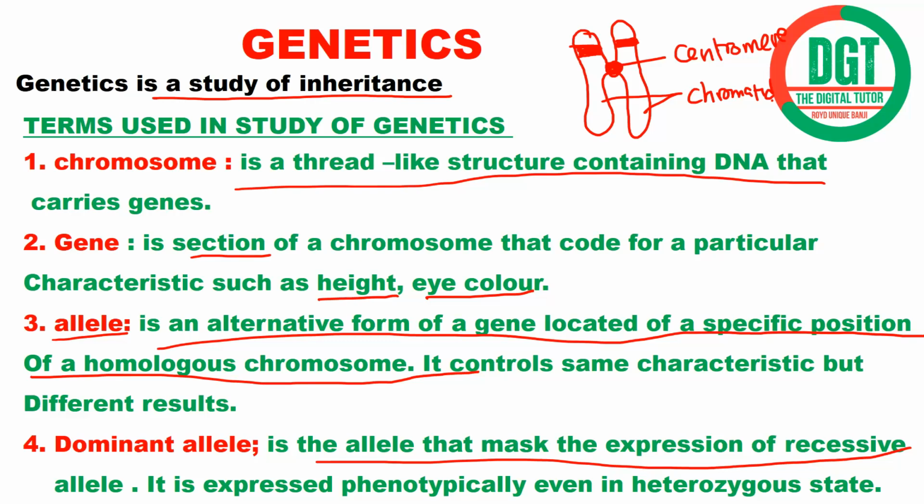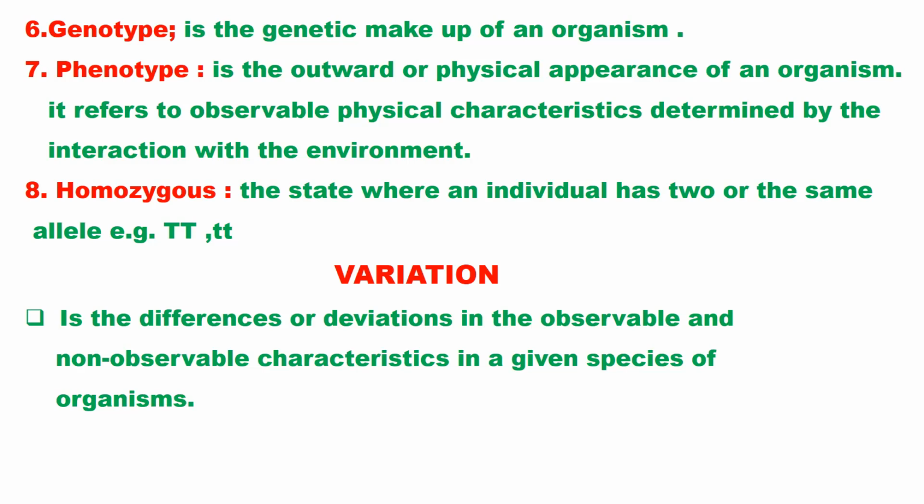In other words, where there's a dominant allele, it is the one that is expressed. Okay? Let us look at the genotype. So for a recessive allele, I've already defined it. We said it is the one that is suppressed or masked by the dominant allele.